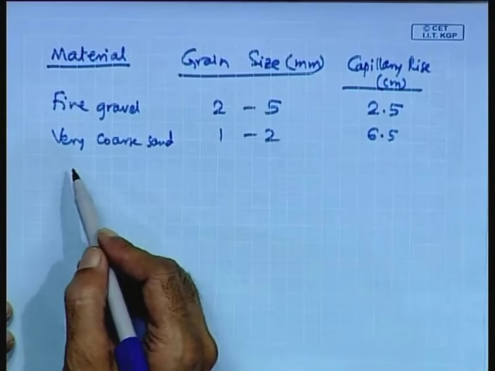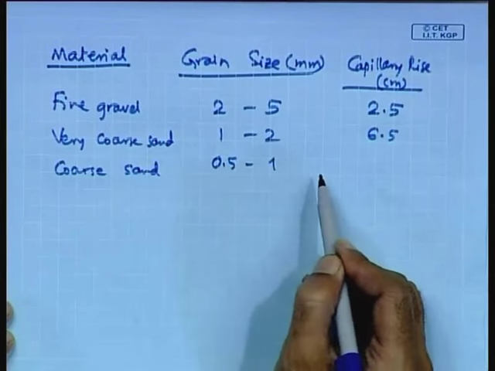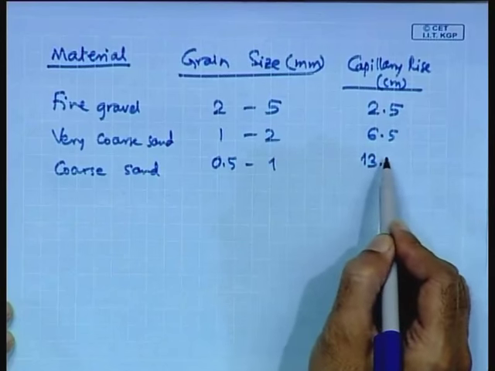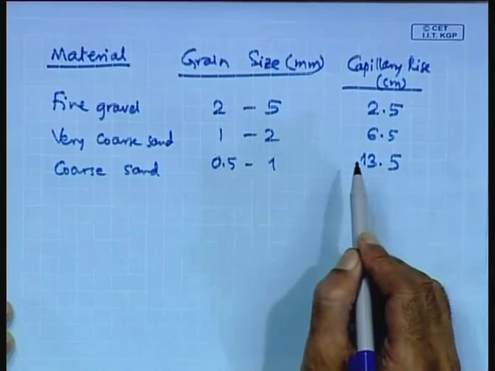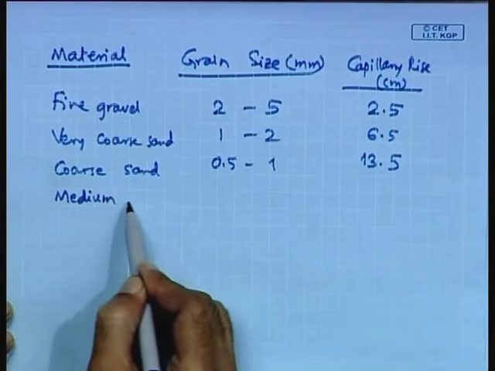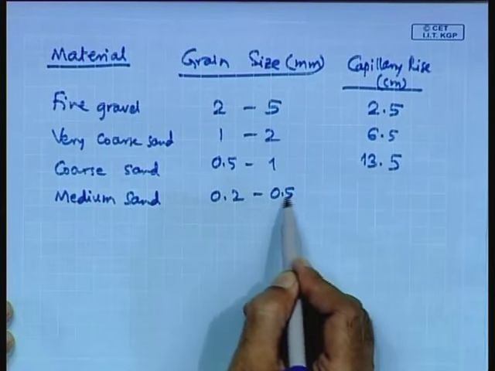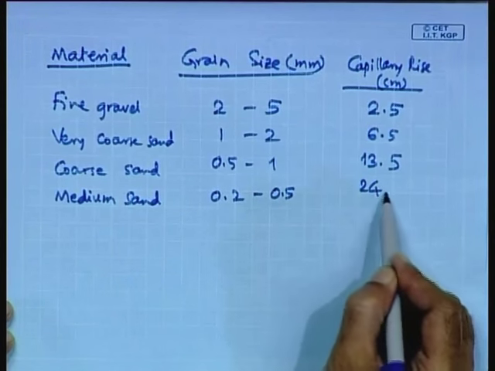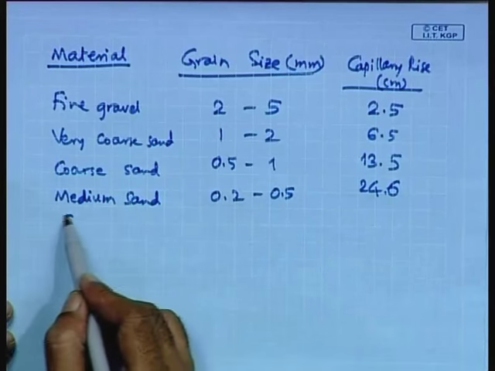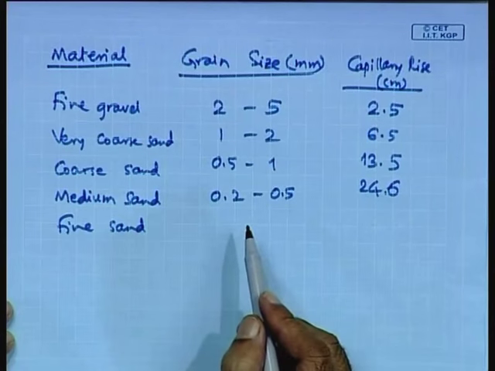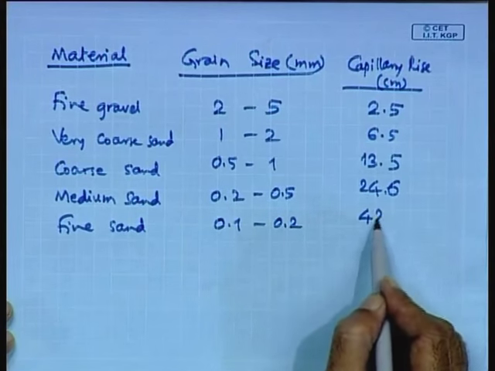Let us go to a still smaller one, coarse sand, where the grain size is say 0.5 to 1 millimeter, and the capillary rise increases as the grain size is getting reduced and correspondingly the pore size also gets reduced. So this is 13.5 centimeter. Then the medium sand has a grain size of 0.2 to 0.5 and a capillary rise of say 24.6 centimeter. Then followed by fine sand, the grain size is say 0.1 to 0.2 and the capillary rise gets further increased to say 42.8 centimeter.